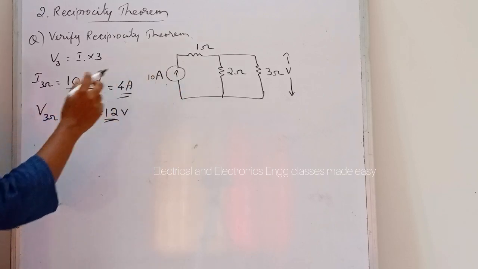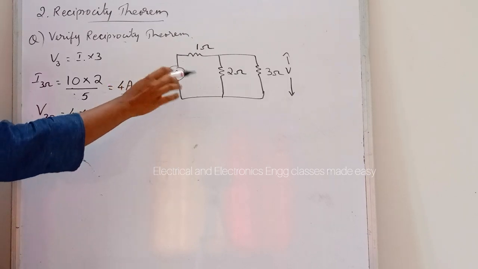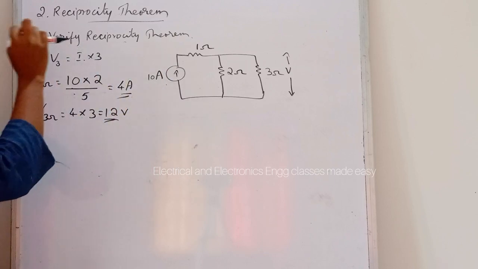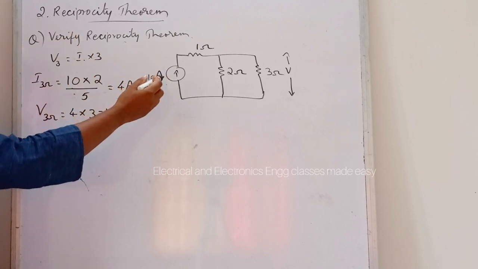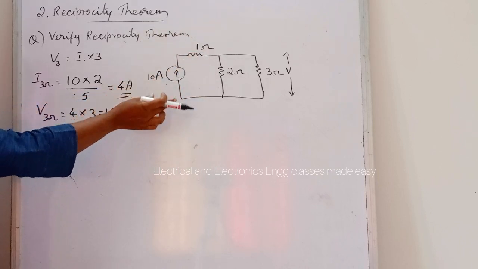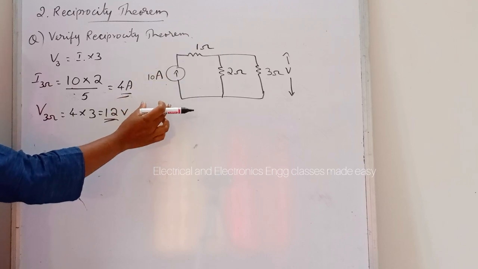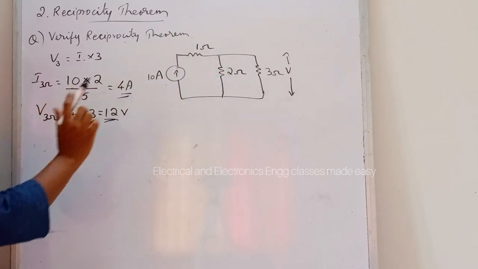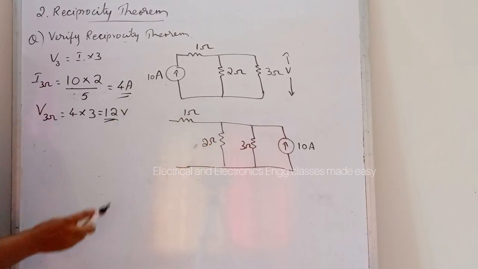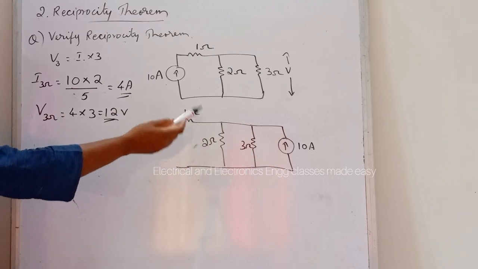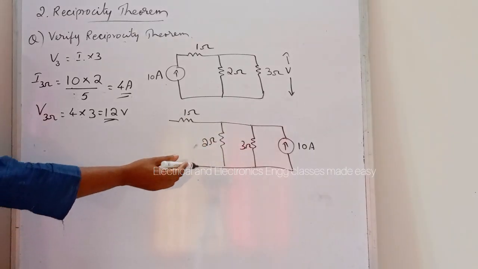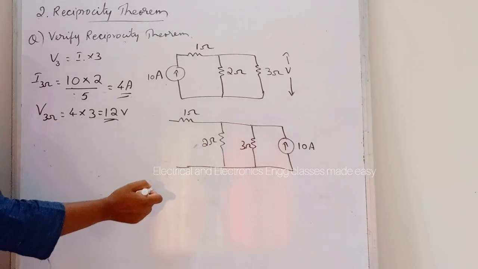Now we can interchange the positions of input and output. And here there is a current source. So while interchanging the position of this current source to the output position, we have to put this current source in parallel to the resistor. So after interchanging the current source to the output position, we will get like this. That is, this current source we have to put in parallel to the resistor.